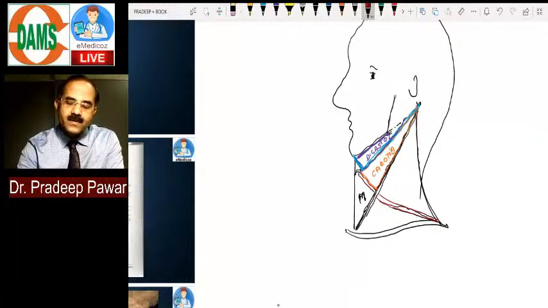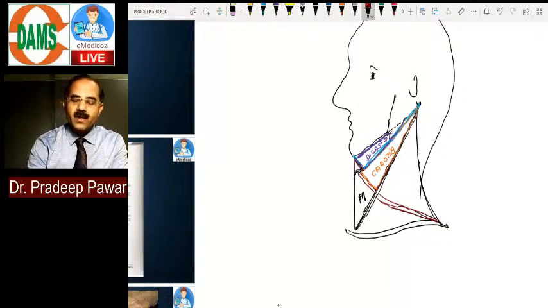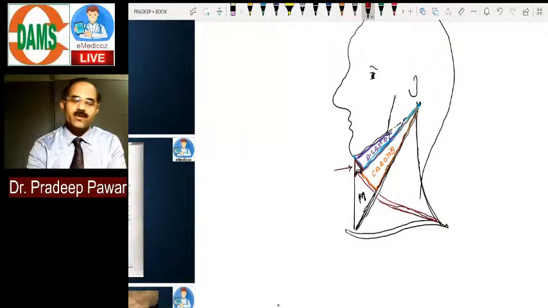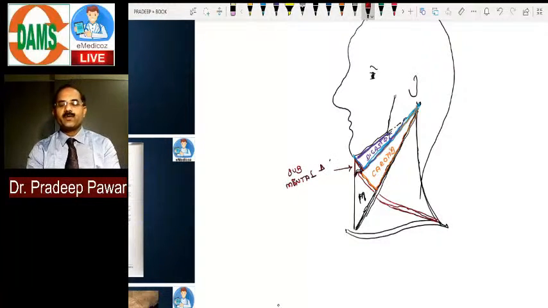Look, this is the midline of the neck. This is the anterior belly of digastric, and this is the hyoid bone, and this is a small triangle. This is half a triangle found below the chin. So what do you call this? The submental triangle. Are you clear about this? So that's the submental triangle.